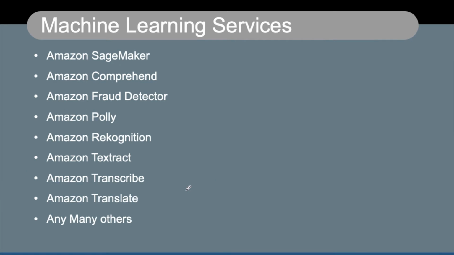So let's move forward. In this section we are going to talk about Amazon SageMaker, Amazon Comprehend, Amazon Fraud Detector, Amazon Polly, Amazon Rekognition, Amazon Textract, Amazon Transcribe, Amazon Translate, and a few others.